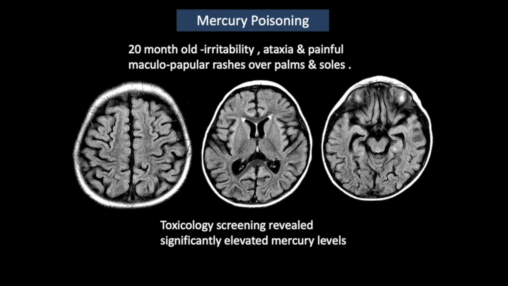On MR imaging, very often the findings are non-specific and include brain atrophy, T2 hyperintense white matter lesions, and there is also involvement of deep gray nuclei described in sporadic case reports. A high index of clinical suspicion and toxicology screening is vital for diagnosing and preventing further complications.